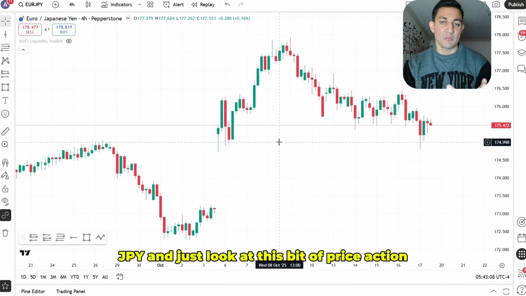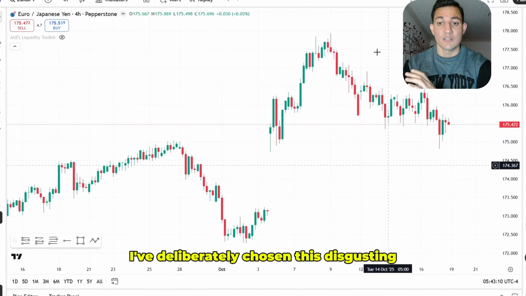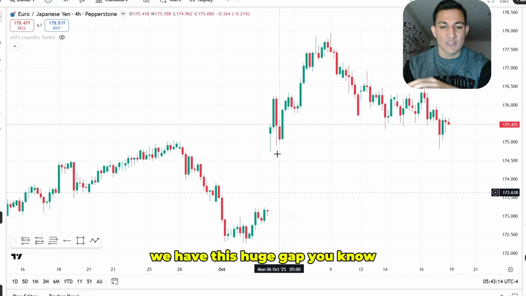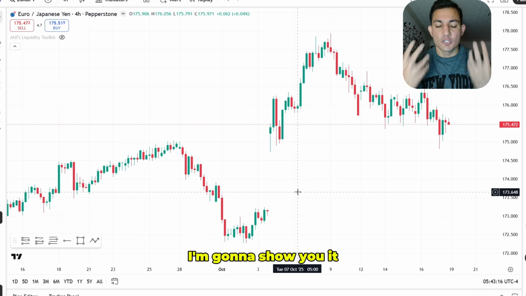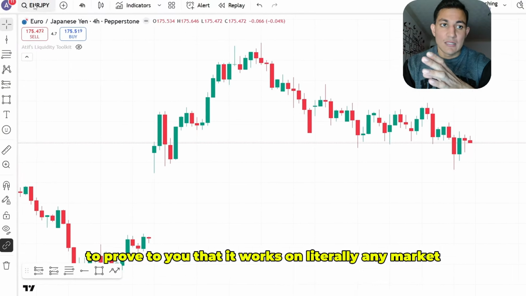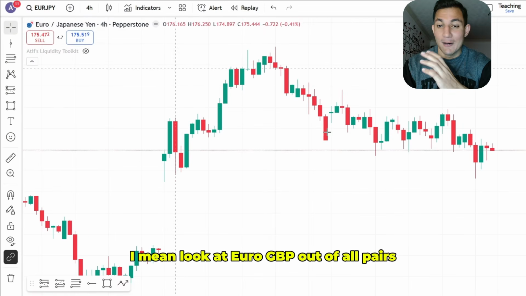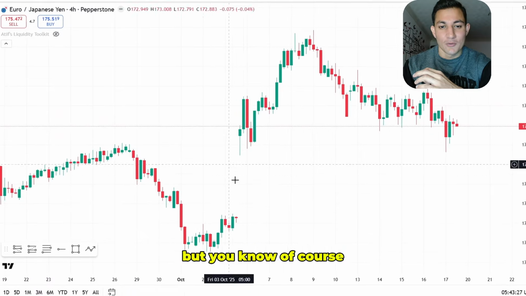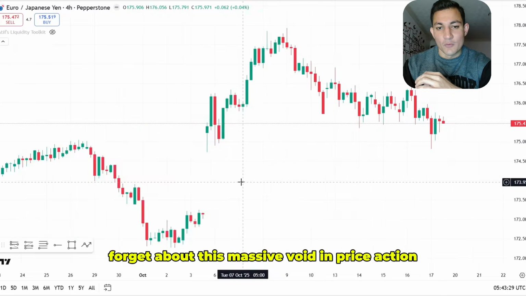And just look at this bit of price action, right? I've deliberately chosen this disgusting, ugly mess of price action. Price is kind of consolidating. We have this huge gap. I'm going to show you it in this difficult bit of price action to prove to you that it works on literally any market. I mean, look at Euro JPY out of all pairs, which is actually a pretty nice pair once you start trading it. But, of course, forget about this massive void in price action.